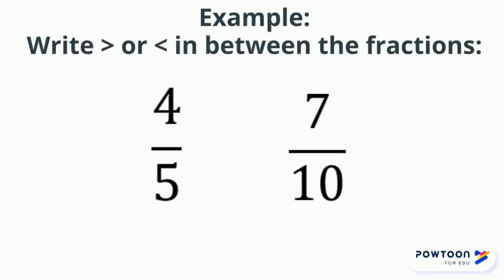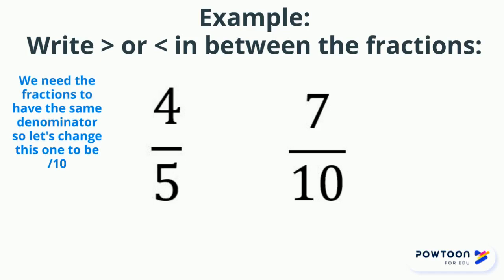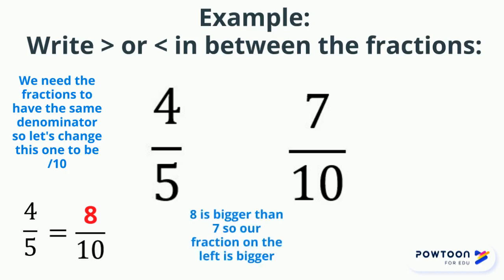Now we're going to look at comparing fractions using the less than and greater than symbols. So before we can actually compare fractions, they have to have the same denominator, so that bottom number must be the same. In this case, I can change 4/5 to be in terms of 10, so it becomes 8/10. Now that both my fractions are in terms of 10, I can just compare the numerators. So 8 is larger than 7, so that must mean that my 8/10, or 4/5, is the larger fraction. So 4/5 is greater than 7/10. It's going to open to the left.